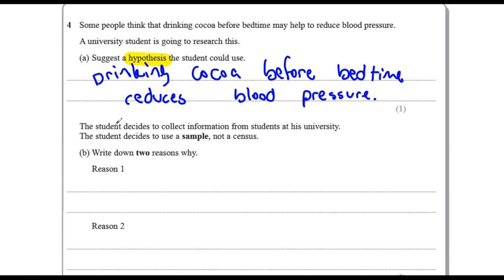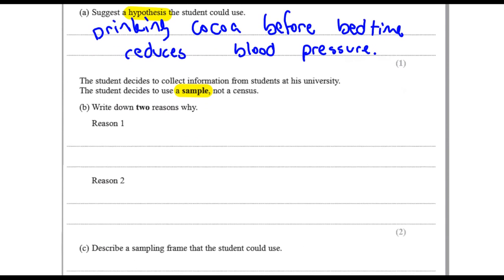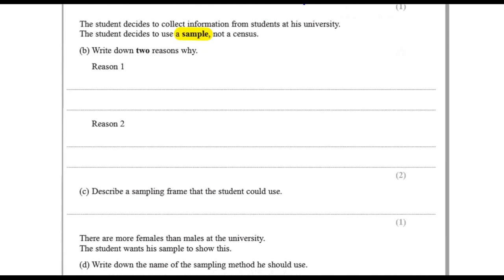Next part, the student decides to collect information from students at his university. The student decides to use a sample, not a census. So census is where you're going to ask everybody. Sample is like it suggests, you just ask a sample of people, some of them. Okay, and there's many different ways that you can decide to do a sample.